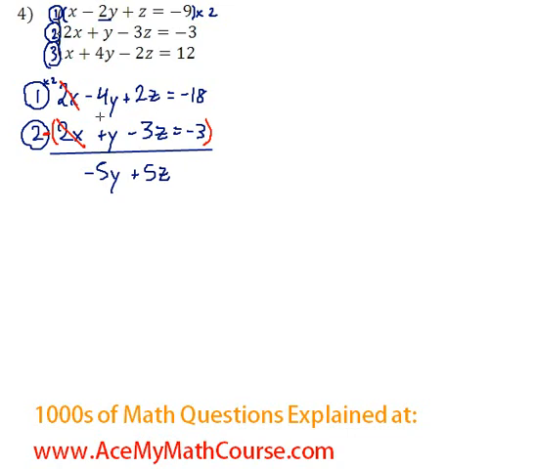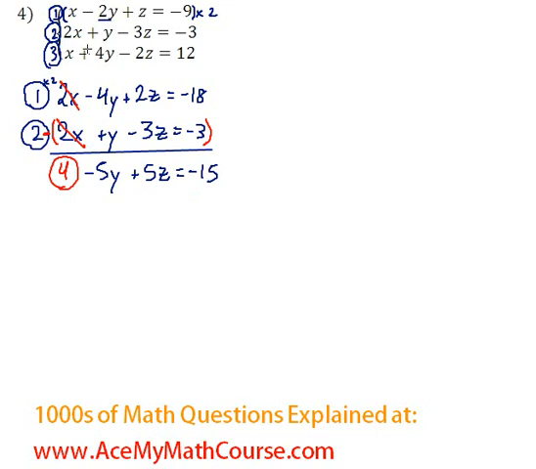How did that work out? Negative negative makes a positive, so 2z plus 3z, 5z. And over here, negative 18 minus negative 3 is just negative 15, because negative 18 plus 3, negative 15. Great, so I'm going to call this equation number 4. And I'll leave it here for now.